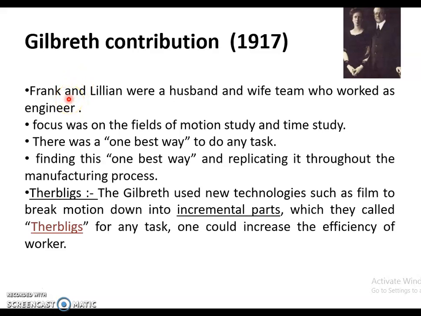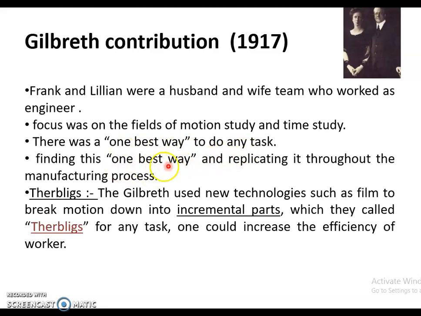F.B. Gilbreth was basically an engineer, and he was interested in devising a method for any task. Frank and Lillian, his wife, were a team who worked as engineers. Their focus was on the fields of motion study and time study. They believed there is only one best way of doing any task.